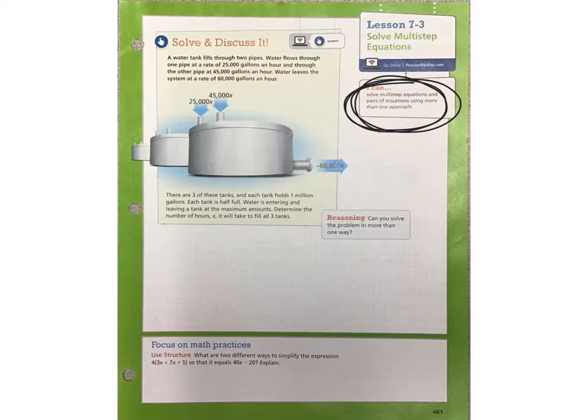Our I can statement for this lesson is: I can solve multi-step equations and pairs of equations using more than one approach. So what we're going to be looking at here is combining a lot of the strategies that we've been using, where we've had the distributive property, we've combined like terms, we have had variables on both sides of the equation, and we're going to combine all of these skills in order to solve multi-step equations in this lesson. So let's get started.